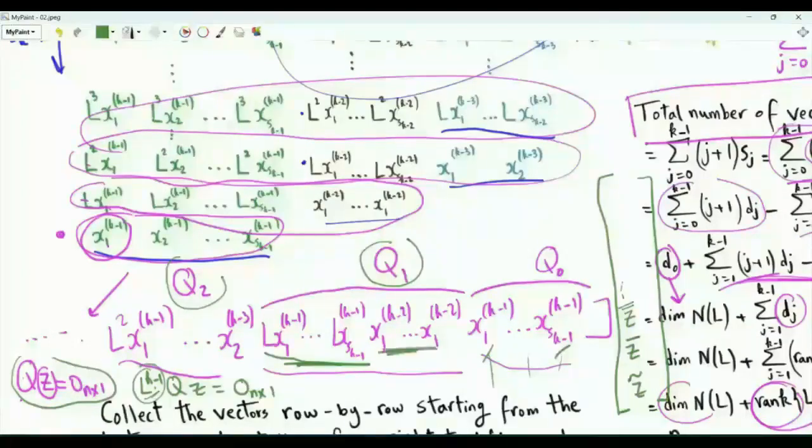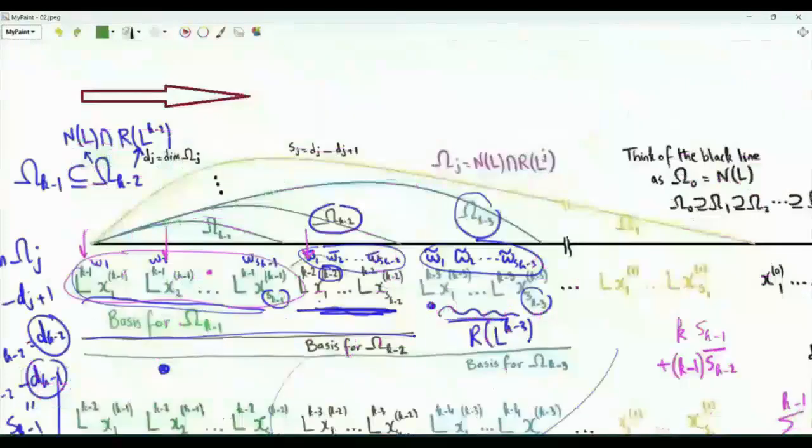Then we have L to the k minus 1 multiplied by those columns. Let's just focus on L to the k minus 1 times x1. What is this product?